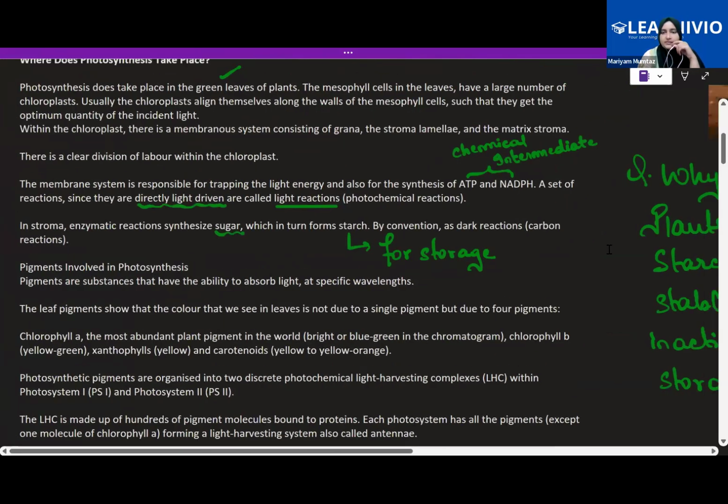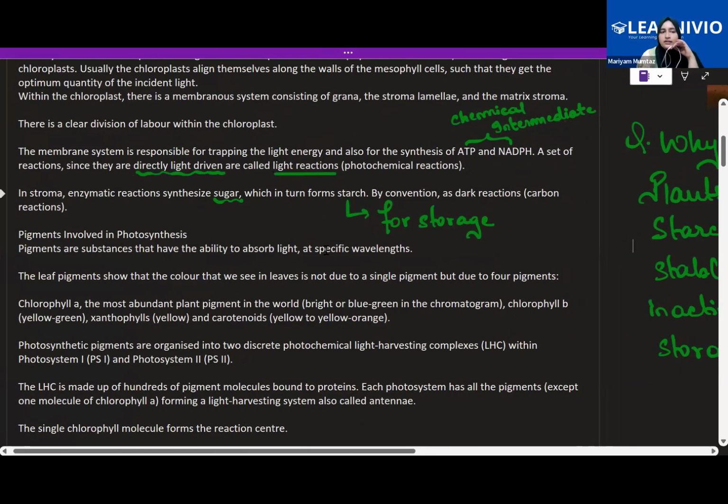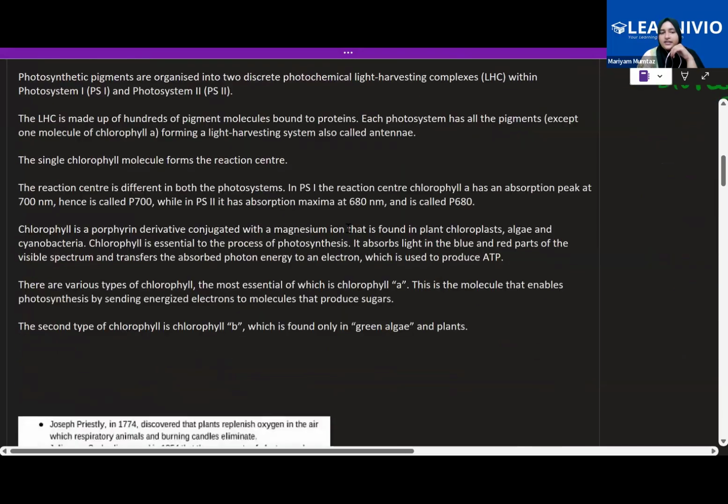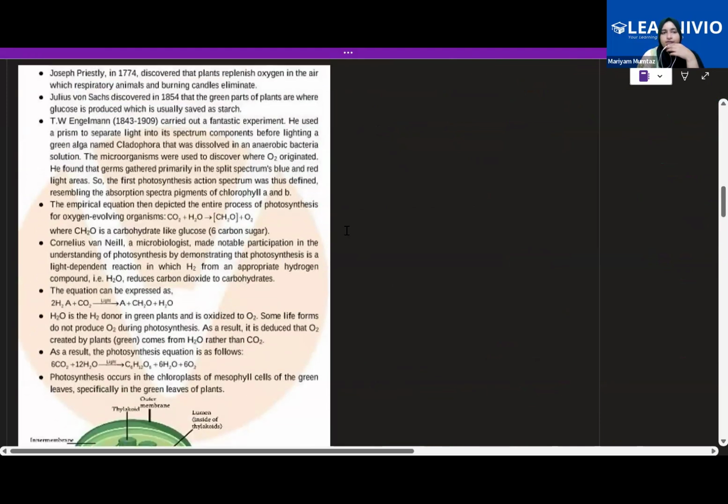talking about this particular thing, yes, so this was about the dark reaction. They are also called the carbon reactions, or you can call them the biochemical reactions, because they are dependent upon the chemical intermediates. This much is clear to everyone? Yes, ma'am.